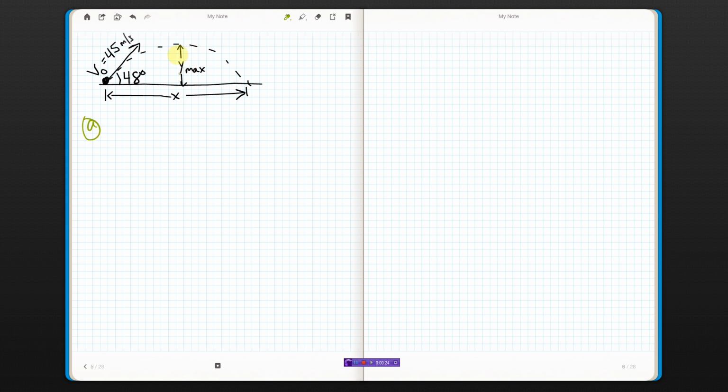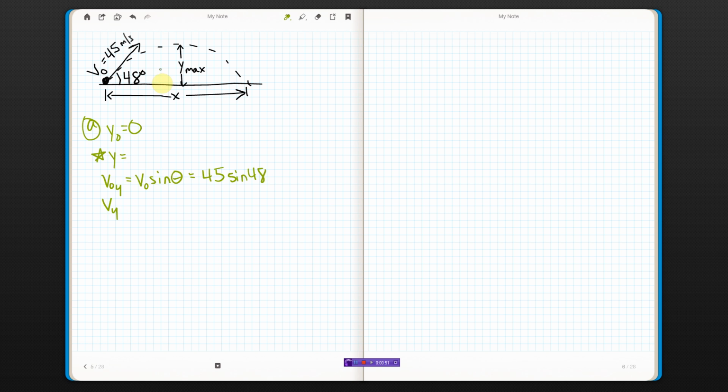Okay, this is a vertical motion thing, so we're only going to deal with stuff in the y direction. So in the y direction, I'm starting at a height of 0. I'm ending at some height that I don't know, but that's what I want to find. My initial velocity in the y direction is v naught sine theta, which in this case is 45 sine 48.